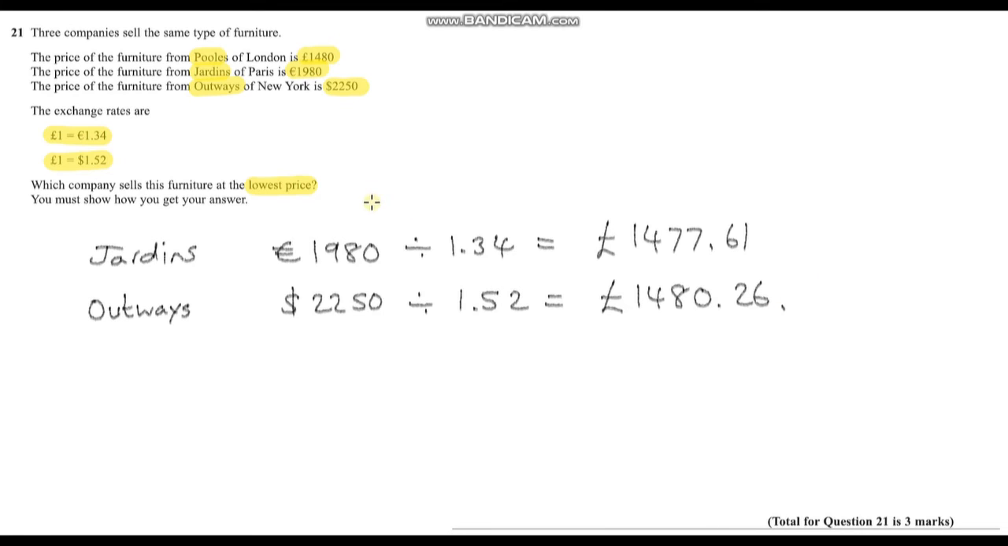So it's very close. I've just noticed it's very close between Pools and Outways, but it looks like actually the lowest price, this is the lowest price. I've just noticed this one here is about £3 lower than all of the others. So which company sells the furniture at the lowest price? We need to say that Jardins is the cheapest. And we've given all of the values, so we don't need to say anything more. That is fine. Jardins is the cheapest.